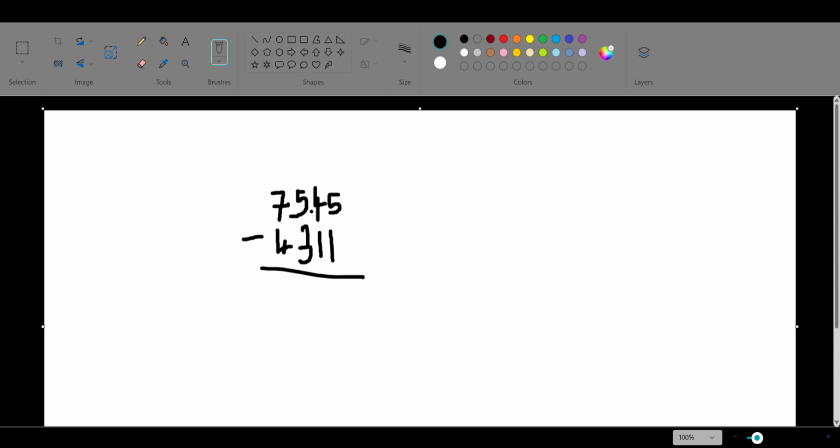So 5 minus 1, which is easy, 4. Now 4 minus 1, again easy, 3. 5 minus 3, which is easy, 2. 7 minus 4, which is also easy, 3. Now, there is one more thing about subtraction. This is also easy, but there could be another subtraction like this.